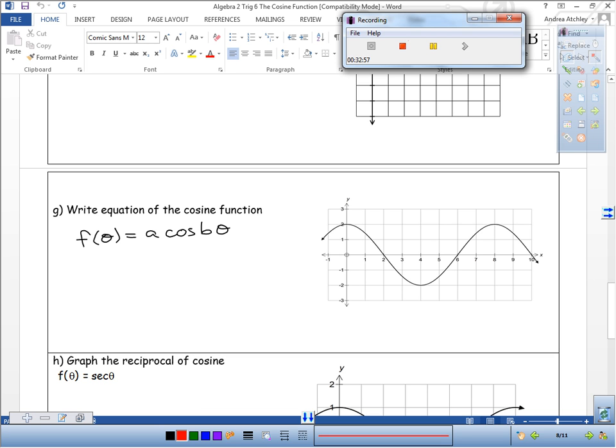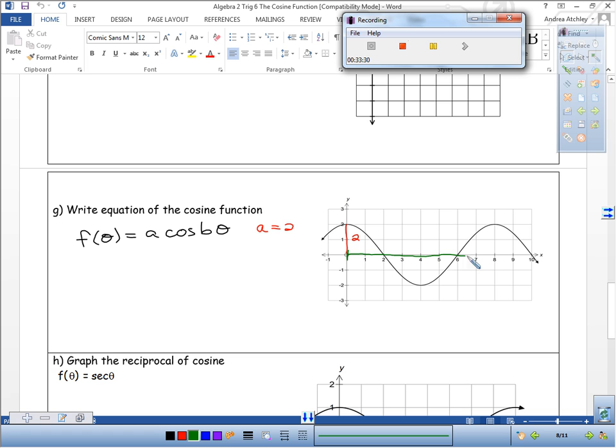Nadine, what is the amplitude? Very good. So the A is easy, it's just 2, because that's how far up and down I went. The B value is a little hard. You want to find the period first, so the distance it takes me to go one complete sine curve.